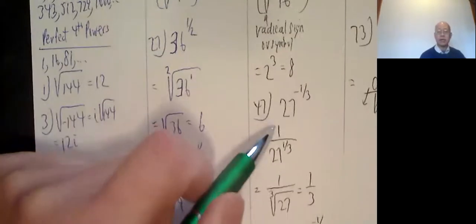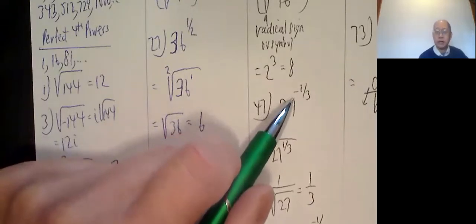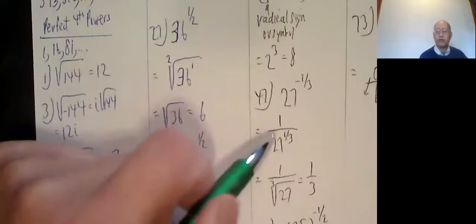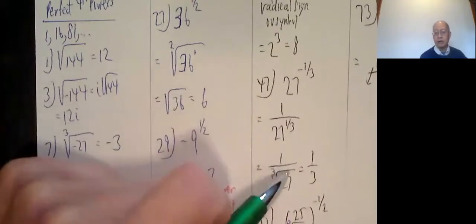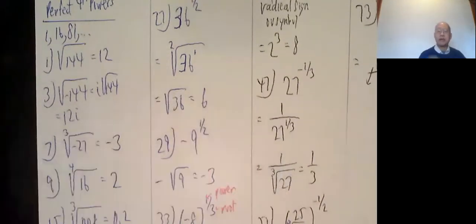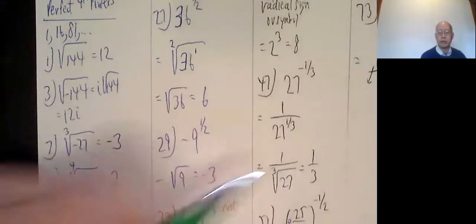Okay, now we're combining a lot of stuff here. 27 to the negative 1/3. The negative exponent means put it in the denominator. So 1 over 27 to the 1/3. All right, so that means cube root of 27. So what about the power? Well, the power is 1. So if you raise something to the first power, it's the same thing, so you can just forget about it. And the cube root of 27 is 3, so 1/3.